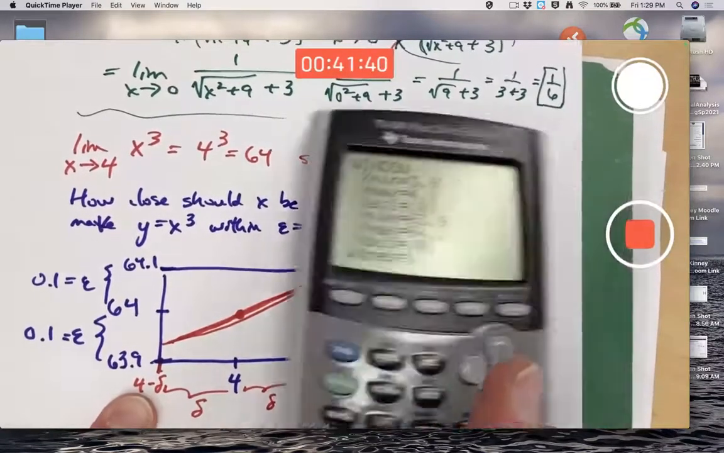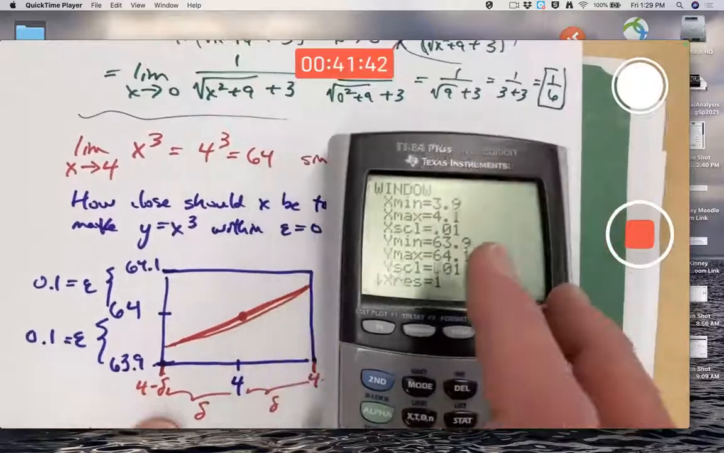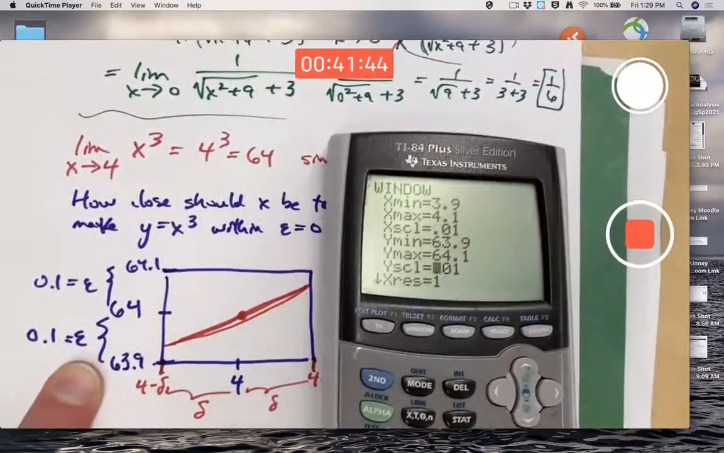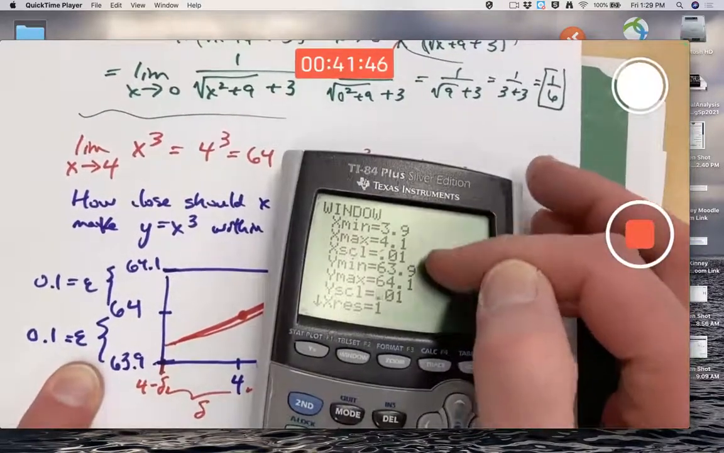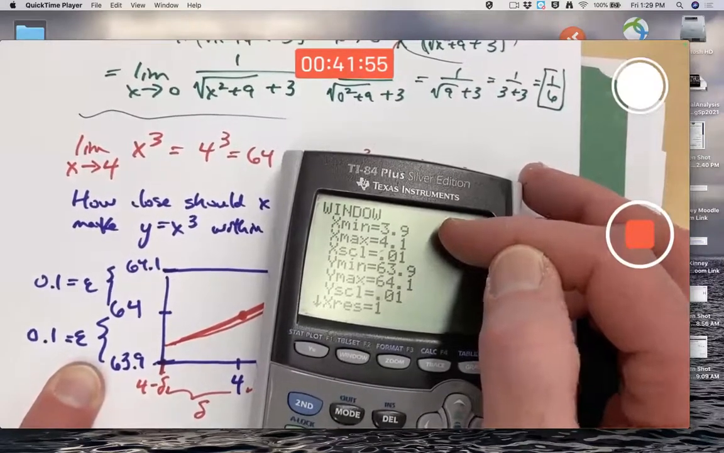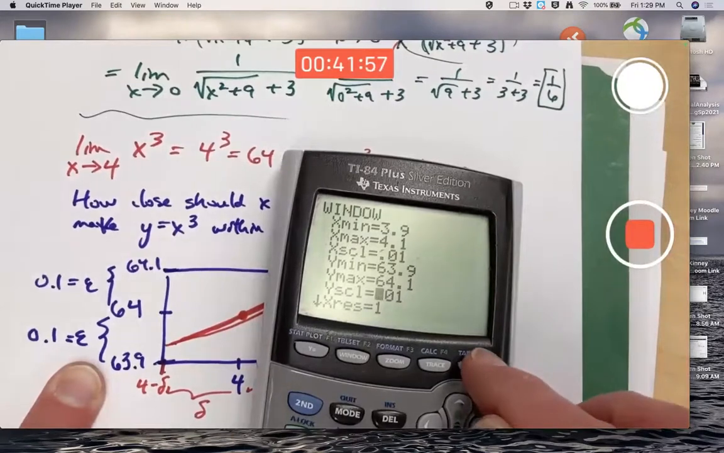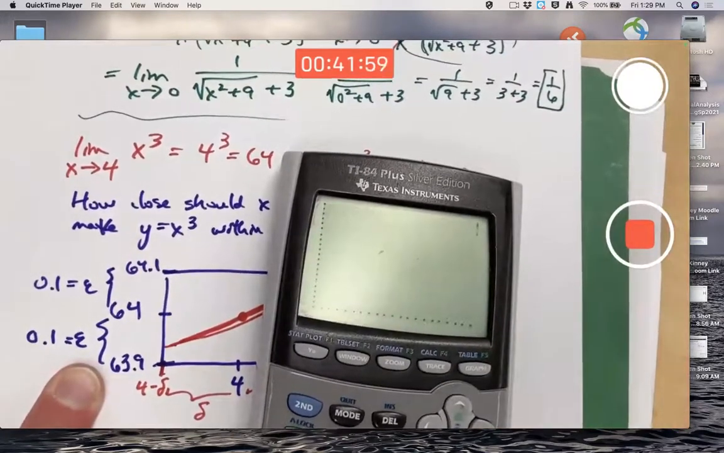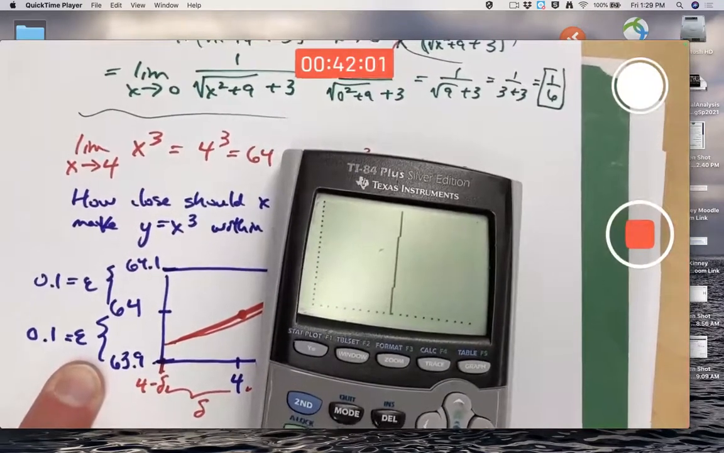So what that means is I'm guessing that the delta actually needs to be much smaller than the epsilon. And here, in picking 3.9 and 4.1, I picked delta to be 0.1. It's not much smaller. It's in fact equal to epsilon. And that's going to mean the graph's going to look pretty steep in this window. I'll graph it. It's going to go out through the top and the bottom. Yep. I was not successful.